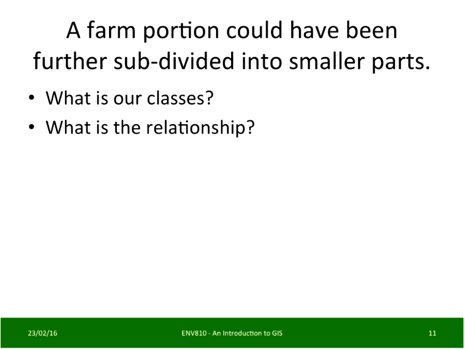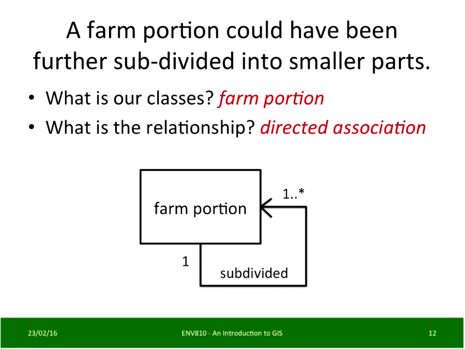Then we say a farm portion could be subdivided further into smaller parts. So what is our clauses that is affected here? Only farm portions. So this is where we get our reflexive association. We have our farm portions, and our relationship is a directed association, which is reflected. So farm portion gets subdivided into farm portions. So one farm portion can be subdivided into many farm portions.